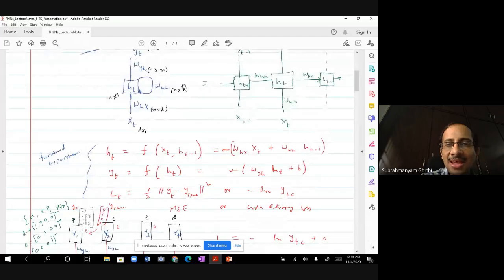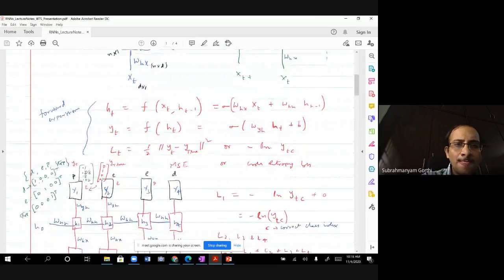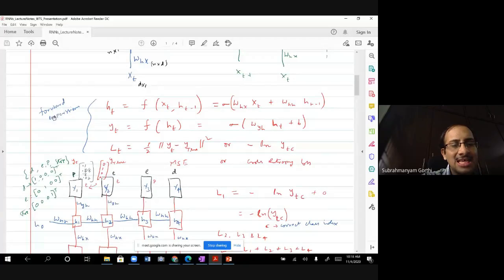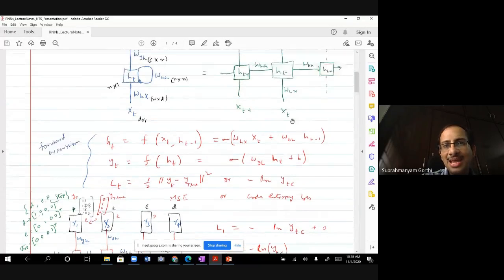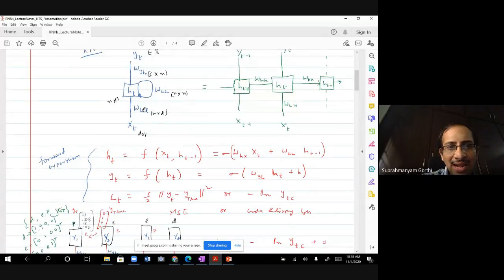So we can start from the H0 state and then keep going, H1 state, H2 state, and so on up to HT minus 1 state and HT state. Now let us write the mathematical expressions. If you want to write HT mathematically, how do I write it? Same discussion that we had: HT depends upon XT and HT minus 1. Two things. So WHX into XT, WHH into HT minus 1.